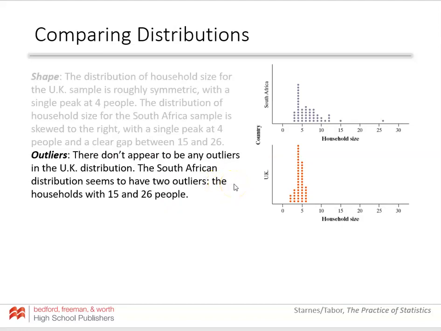Next, talk about outliers. While we don't have a formal way to calculate it yet, we can notice that there don't appear to be any outliers for the UK distribution. And then the South African distribution seems to maybe have 2 outliers, the households that have 15 and 26 people. Notice how I didn't just say outliers at 15 and 26. No, we talked about people, we talked about households. Again, throwing in that context.